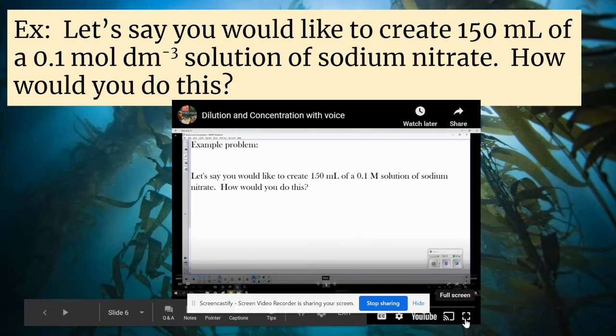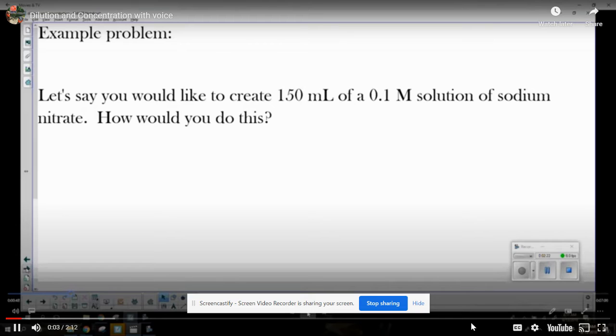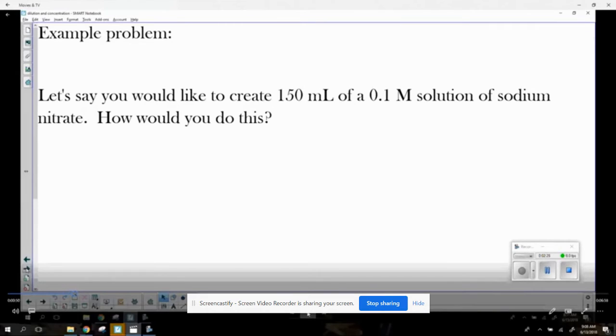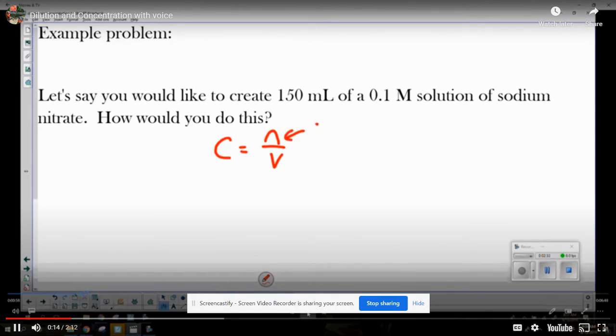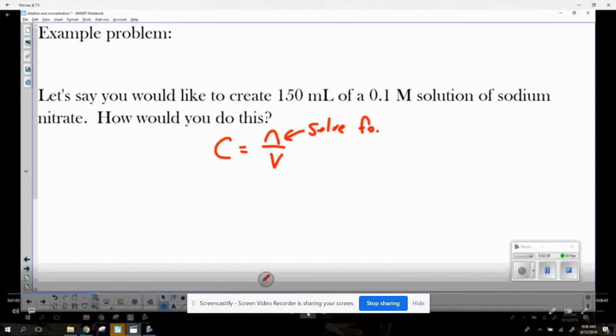So here's an example problem using C equals n over V. Let's say we would like to create 150 milliliters of a 0.1 molar solution of sodium nitrate. How can I do this? Here's your equation, C equals n over V. I'm going to solve for the number of moles in solution, so to rearrange this equation, isolate n.